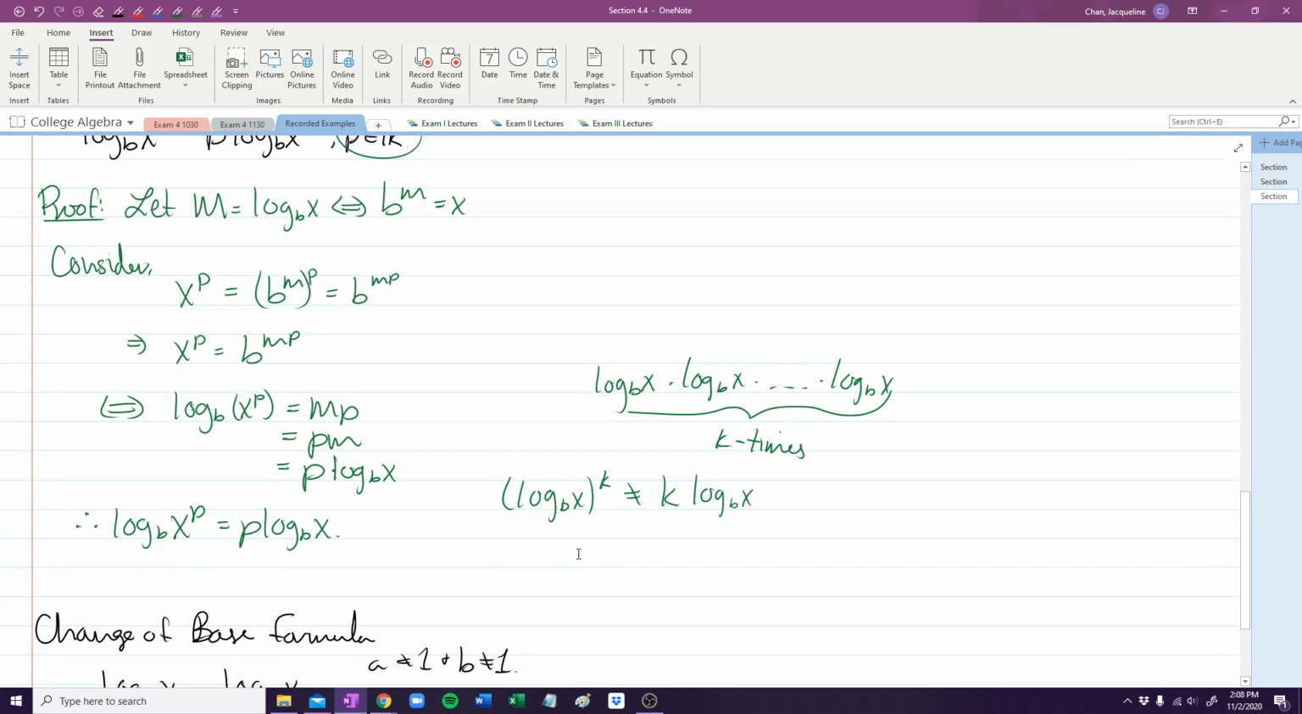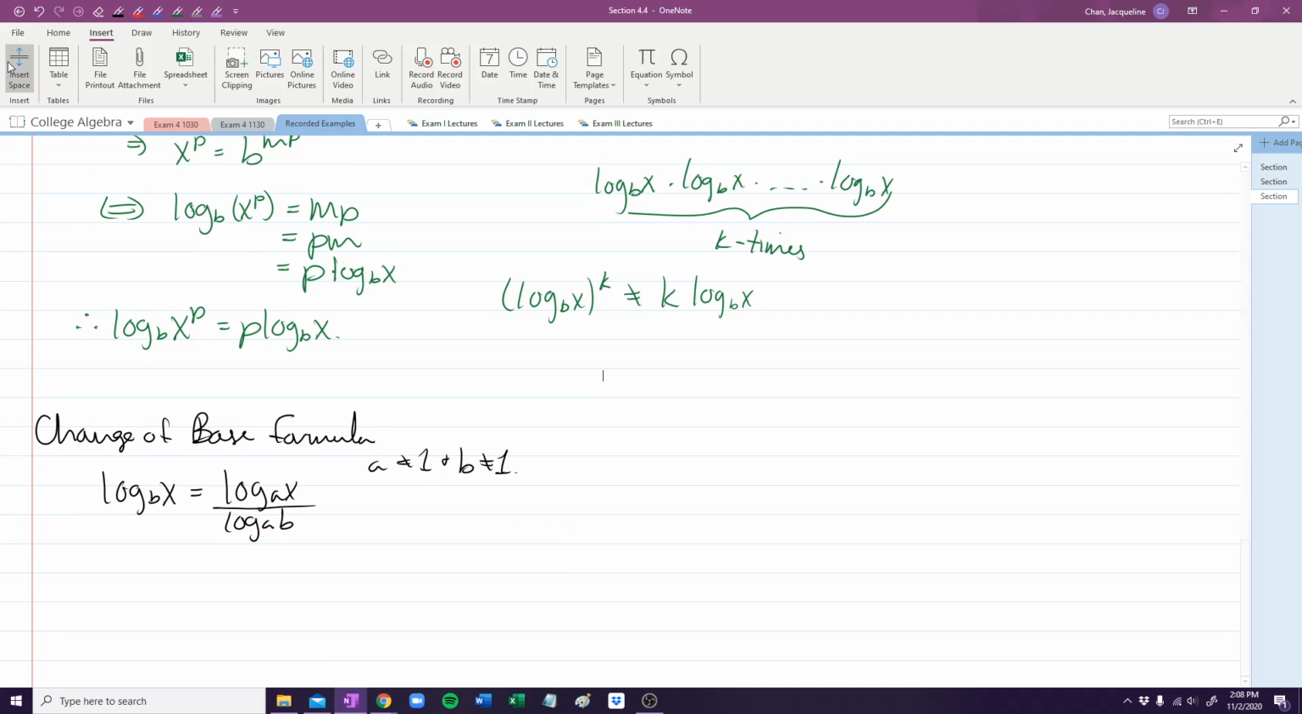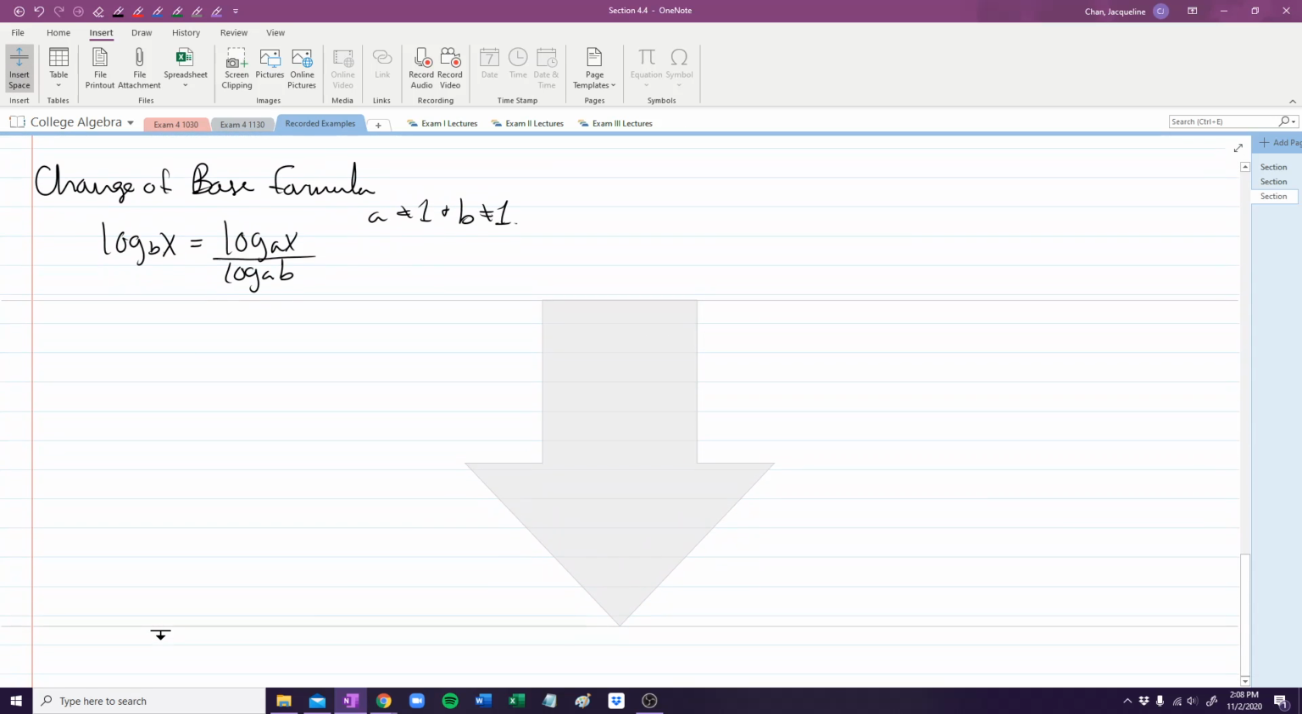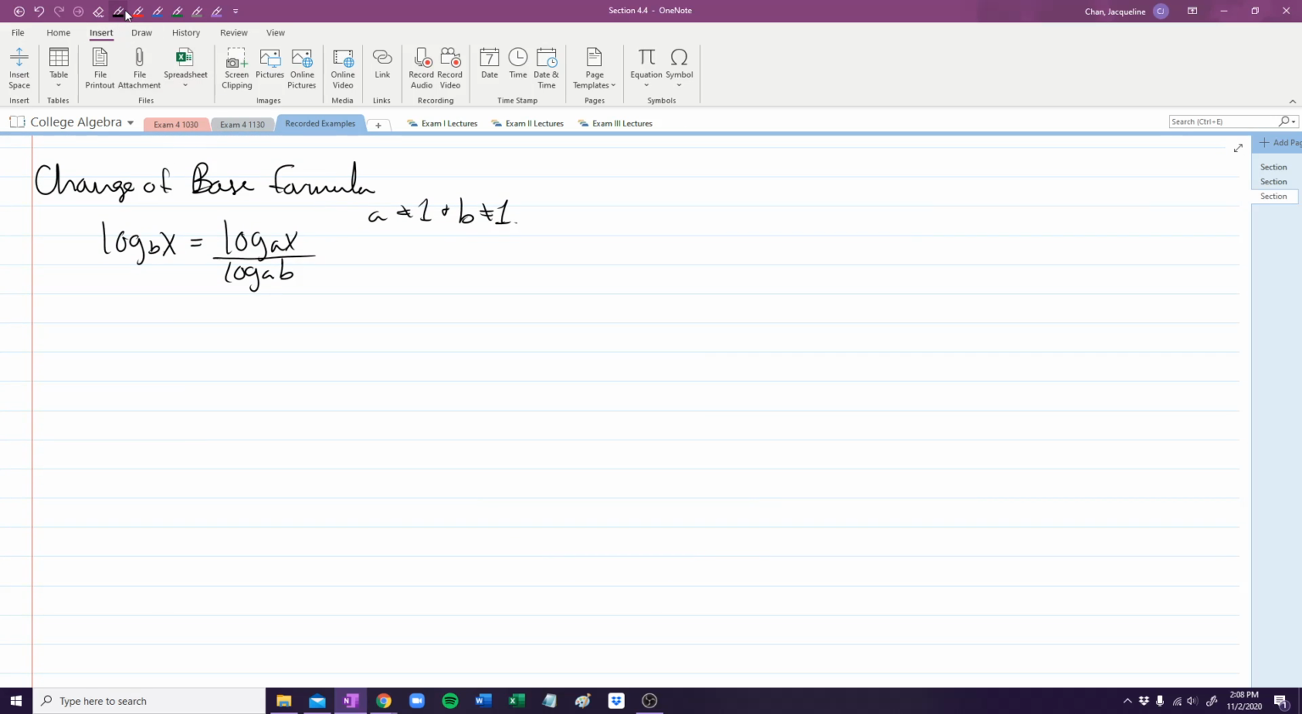Right. So now we will talk about the change of base formula. So a does not equal 1, b does not equal 1. But remember, they also have to be greater than 0. All right. So how are we going to prove the change of base formula? We're going to let y equal log base b of x, and again, this can be equivalently written as b to the y is equal to x.